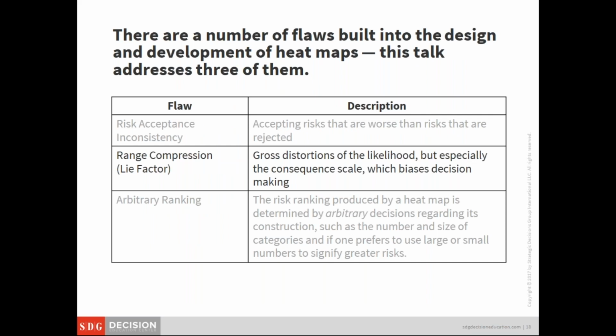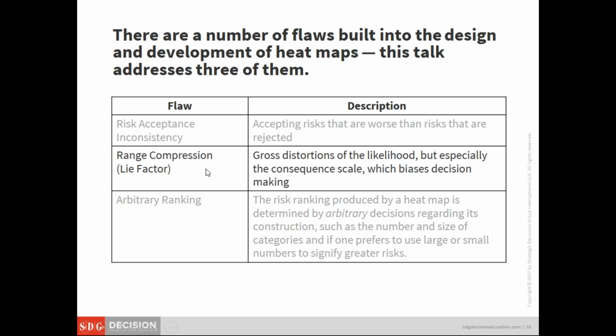There are 3 that are new that we address in the paper. The first is what we call the risk acceptance inconsistency. I'm not going to go through this in detail given the time, but you can read about it in the paper. Essentially, you can set up risk matrices or heat maps such that you accept risks that are worse than risks that you reject, and we have a few examples in the paper.